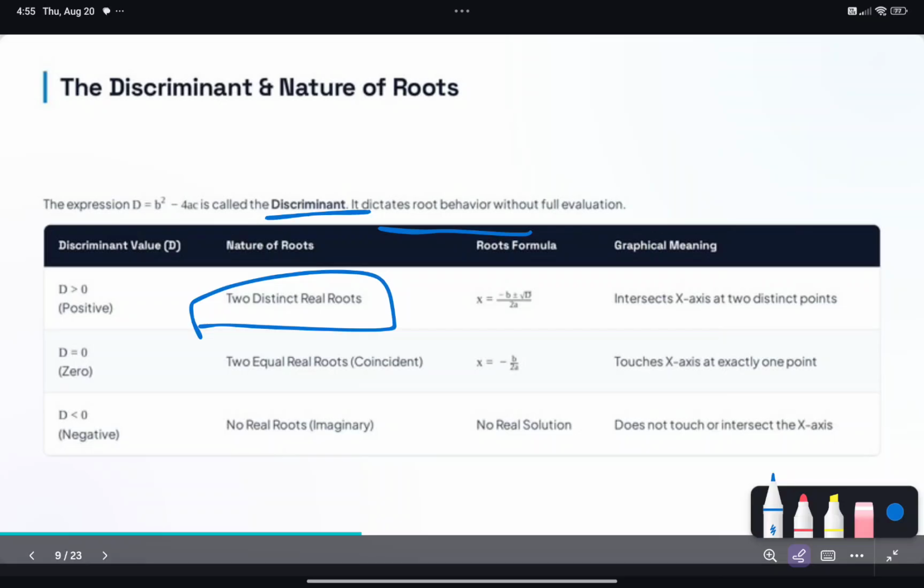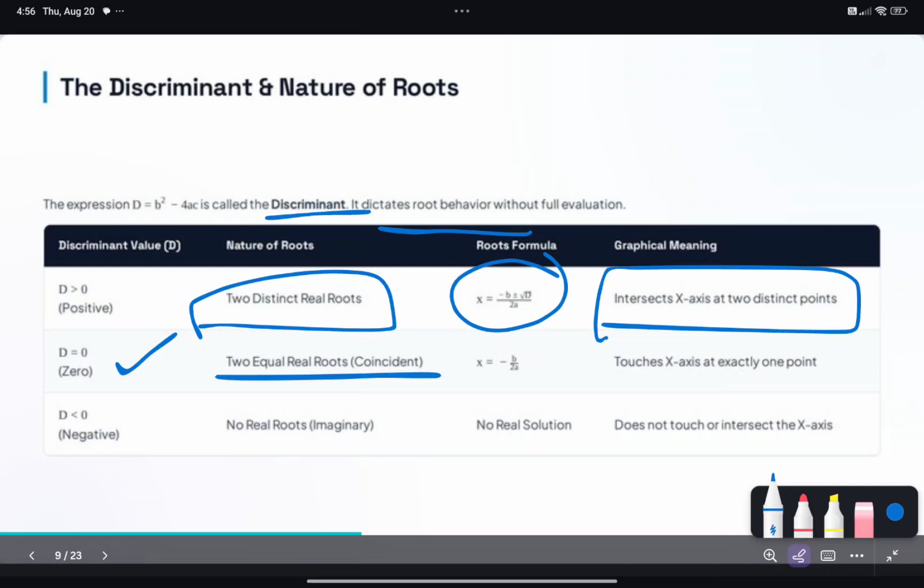Two different values. 2, 3 or 4, 5, 6, 7, whatever. And the roots formula: what is the formula for roots? x is equal to minus b plus or minus root d by 2a. The graph intersects the x-axis at two distinct points. It has two roots, so it intersects at two distinct points. D is equal to 0. It means the value of d is 0 after simplifying.